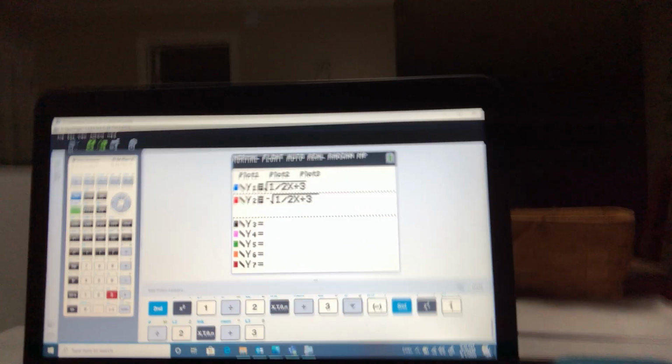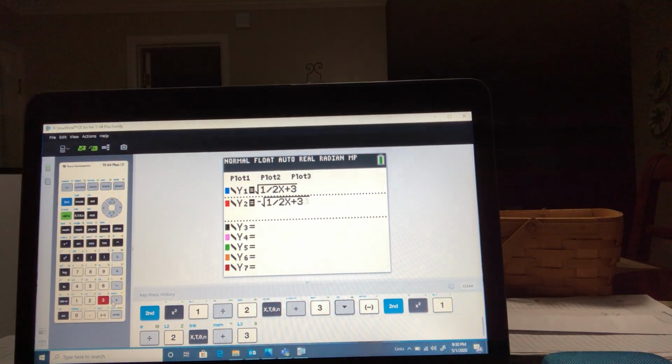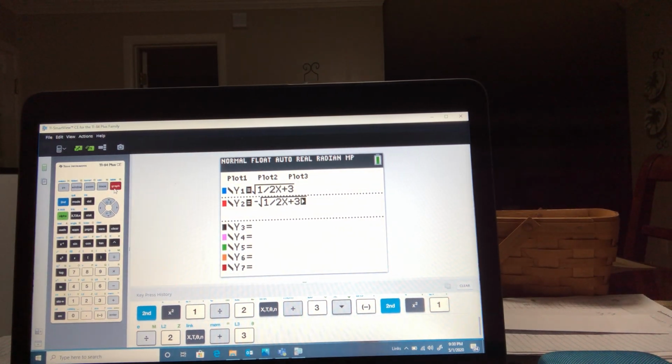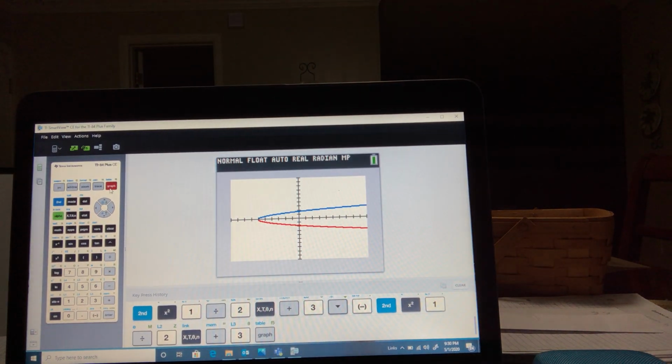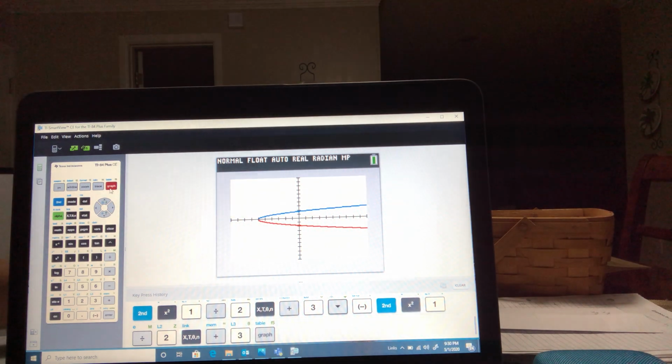So notice the only difference between the two is that one of them is a positive square root and the other one's a negative square root. Okay, so go ahead and press graph. It's going to appear as two separate functions, like one blue and one red, but it is not exactly two. It's really one thing. So you will do the vertical line test on it.